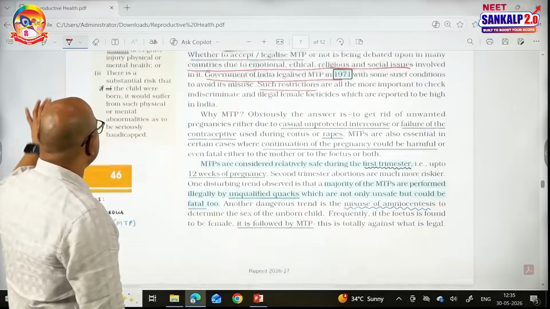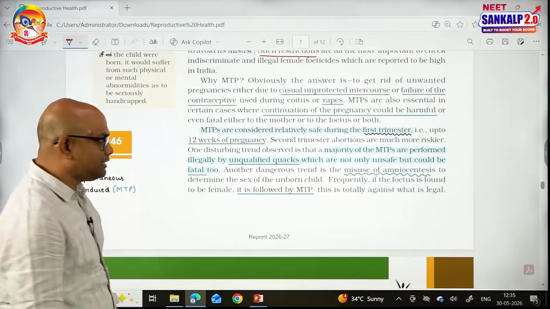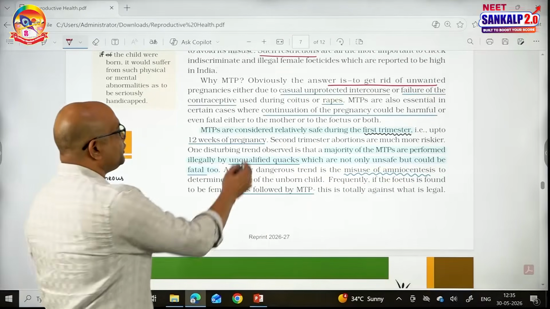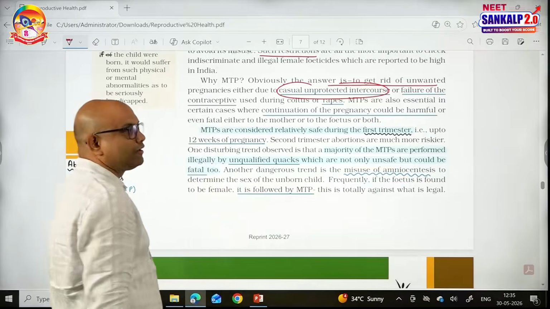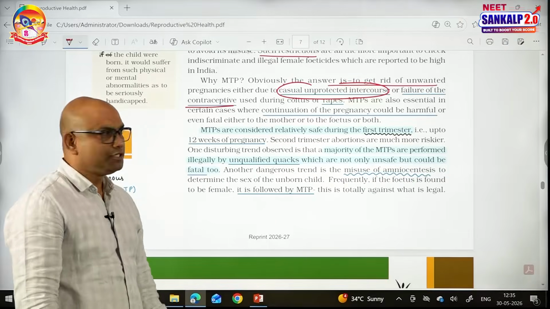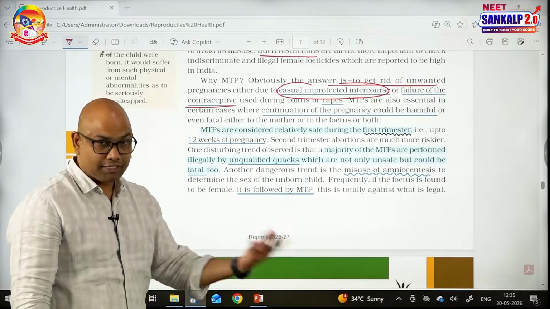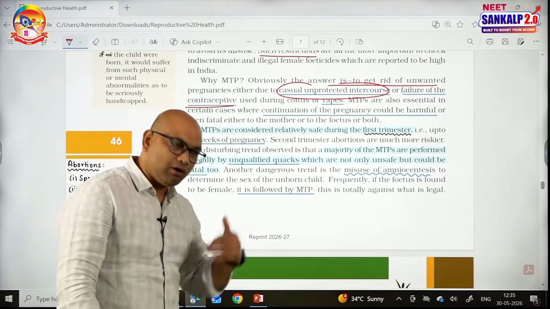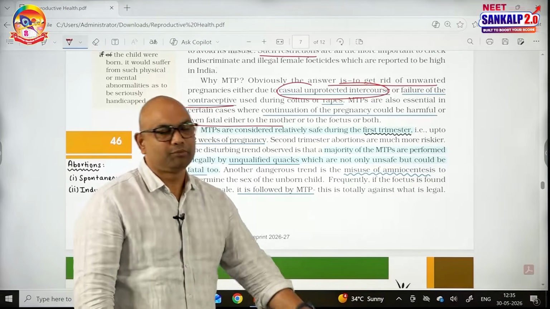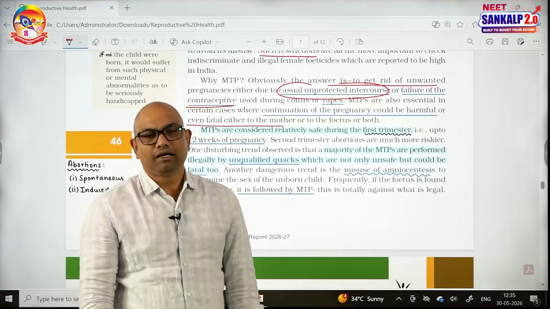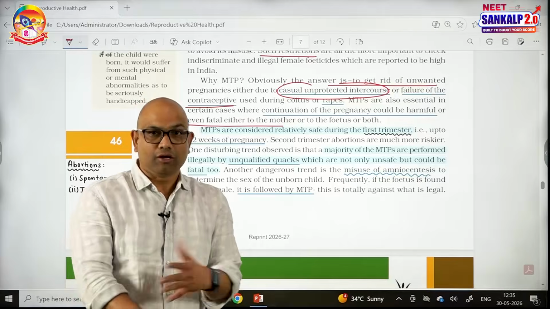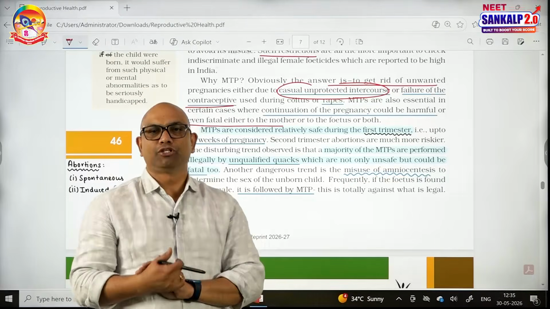So what is the need for MTP, medical termination of pregnancy? Obviously, the answer is to get rid of unwanted pregnancies, either due to casual unprotected sexual intercourse, or failure of a contraceptive method during coitus, or pregnancy due to sexual abuse like rape. At that time, definitely the female needs the MTP. MTPs are also essential when there is damage to the health of the mother due to pregnancy, or when the child or fetus growing has some grave physical or mental abnormalities. When they are present, the female can go for MTP.